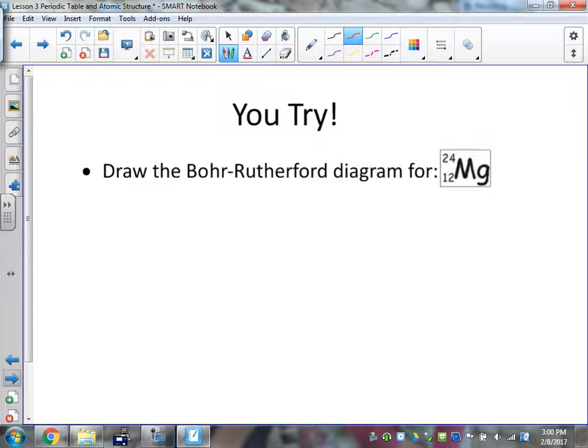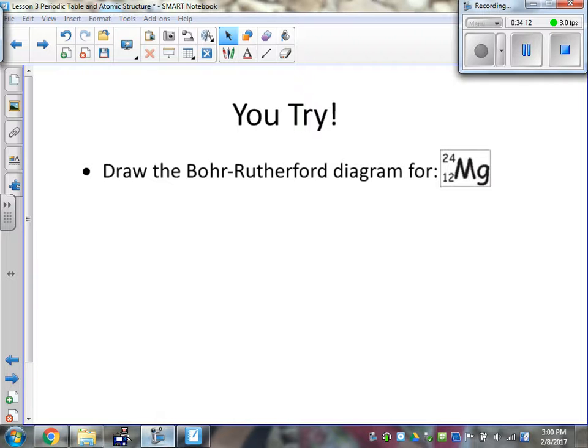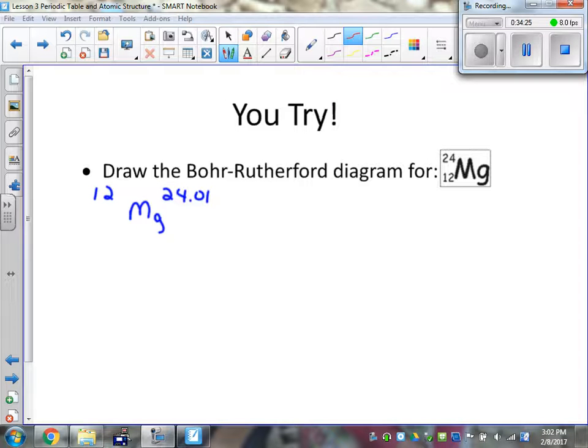Let's try this one. You try it. Magnesium. 12 and 24. All right, so on your periodic table, you'd see this 12 and 24.401. We'd round it to 24. That's the one we're talking about here. You may want to consider, well, let's figure out how many protons, electrons, neutrons there are first before we start doing any circle stuff here.